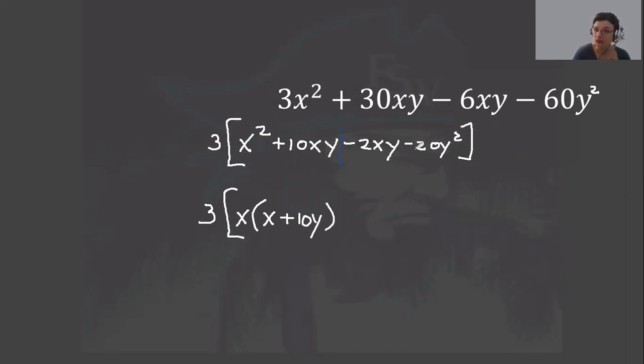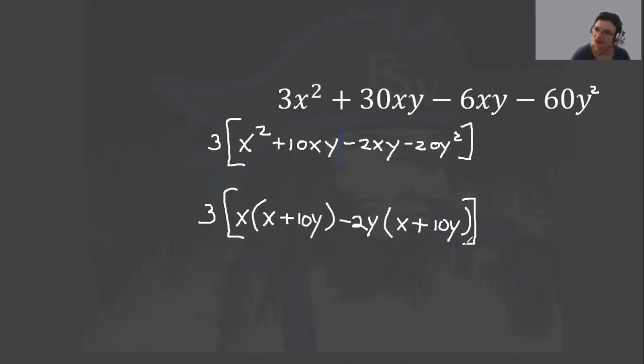Similarly, I want to now look at my third and my fourth term. They both have a negative 2 in common, so I will factor that out. They also both have a y in common, so I will factor that out. Factoring negative 2y from negative 2xy leaves just an x. And factoring negative 2y from our final term leaves a positive 10y.